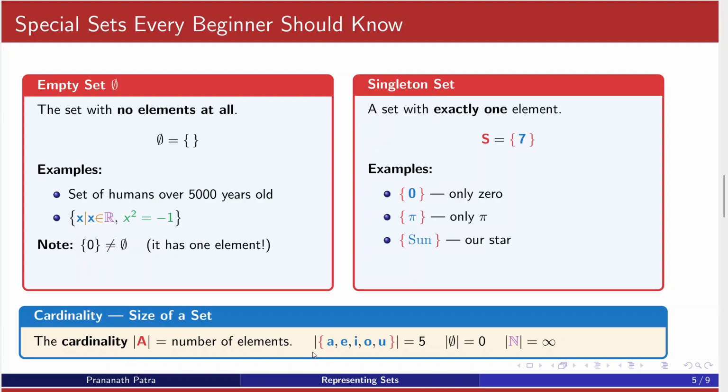Let's look at some examples. If we have a set containing the vowels A, E, I, O, and U, its cardinality is 5 because there are 5 letters. What is the cardinality of the empty set? It's exactly 0 because there is nothing inside it. And what about the set of all natural numbers? Because numbers go on forever, its cardinality is infinity.